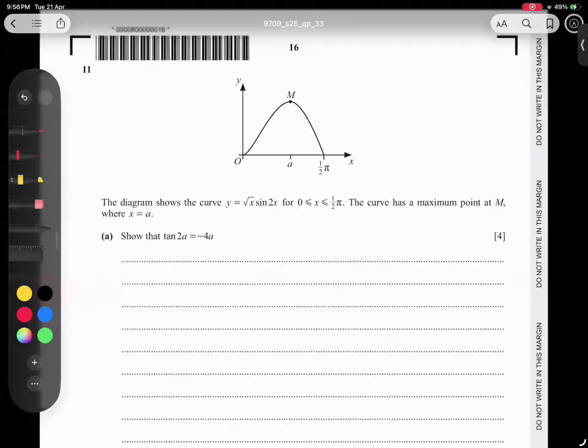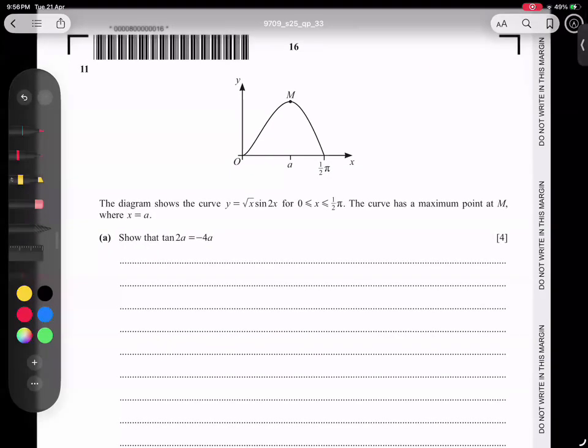Question number 11, the topic is numerical solutions mixed with differentiation and integration. I think differentiation, because he asked for the maximum point of M, and at the maximum point x is a. So it means I will plug in dy over dx equal to 0, and at the same time x replaced by a. So let's start. There are two functions multiplying, and the rule is u v dash plus v u dash.